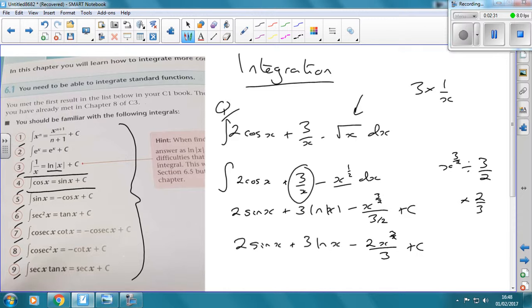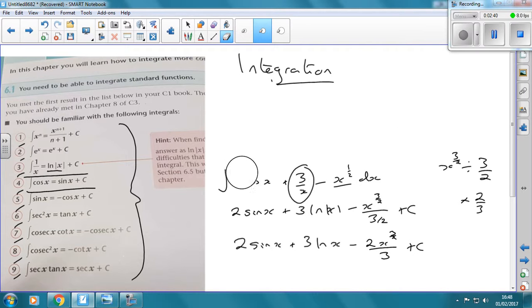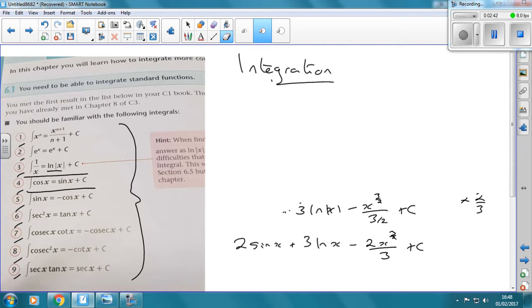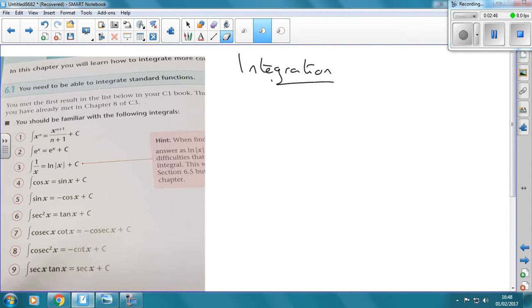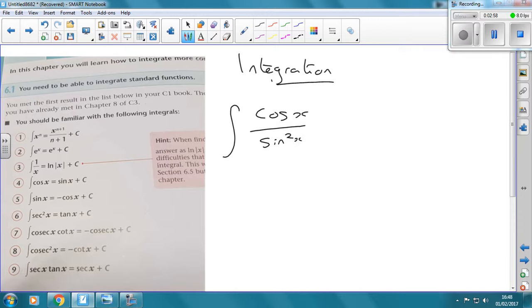I'm going to rub this off now. So again, make sure you've got this copied down before you pause the video and carry on, just so that we can constantly refer to these points here on the left of the screen. So next question, we're going to integrate cos x over sine squared x minus 2 e to the power of x.